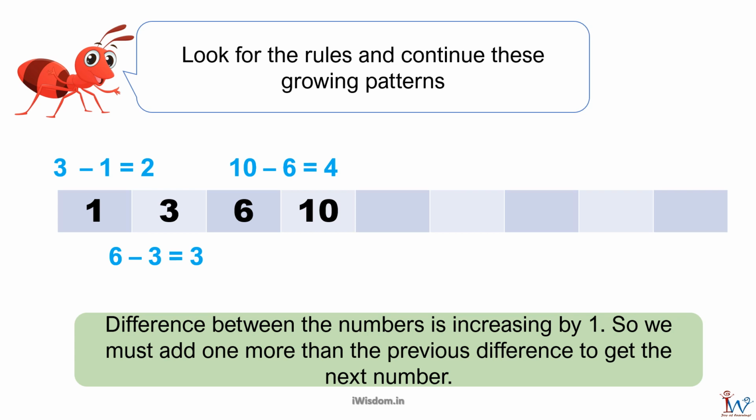So we must add 1 more than the previous difference to get the next number. We get 15 by adding 5 to 10. We get 21 by adding 6 to 15, and so on. Fantastic.